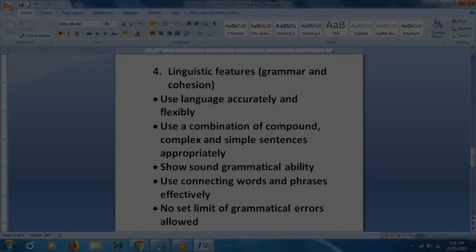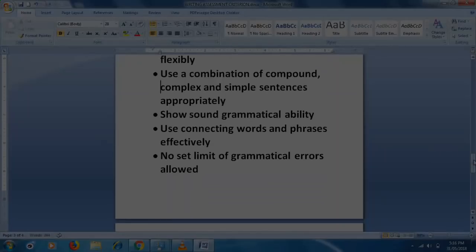Use connecting words and phrases effectively. This refers to discourse markers, and I'm sure you're getting enough training already about discourse markers and connecting words like conjunctions and relative pronouns, relative clauses, which include restrictive and non-restrictive clauses, and conjunctive adverbs, and so on.